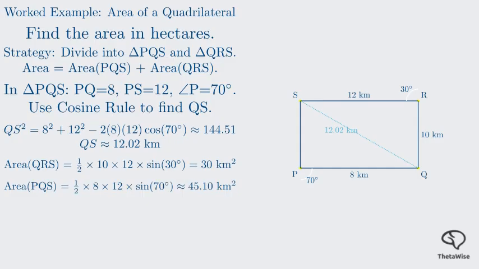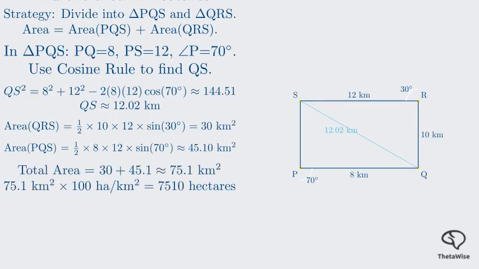The total area of the quadrilateral is the sum of these two areas. Total area equals 30 plus 45.1, which is 75.1 square kilometers. To convert this to hectares, we multiply by 100, giving 7510 hectares. A complete multi-step solution. Let's work through another problem.